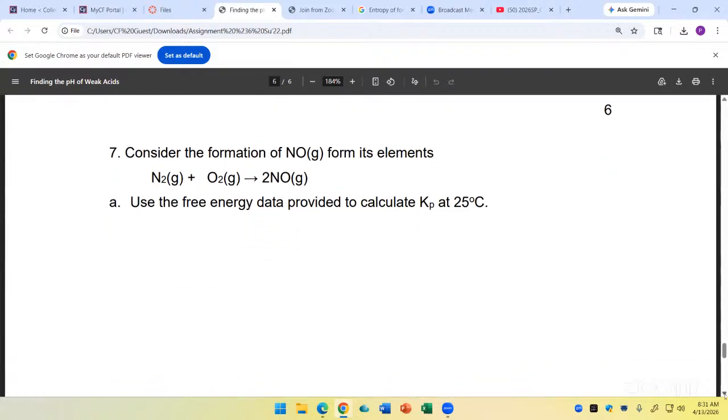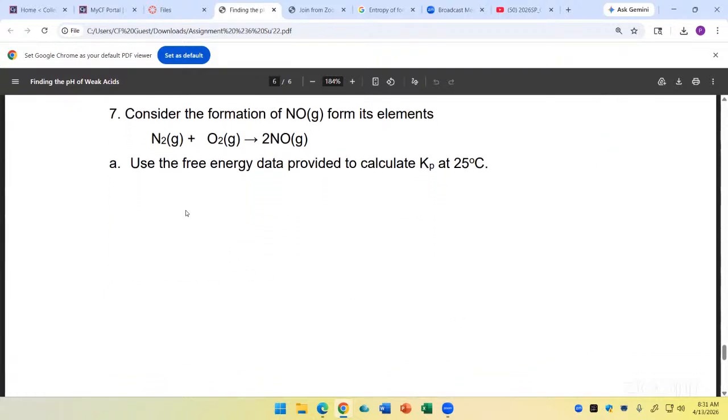Okay, so let's look at number 7. Number 7 says, use the free energy data provided to calculate Kp for this equation right here. So basically what we need to do, again, we're going to use the same equation: delta G standard is equal to minus RT ln K.